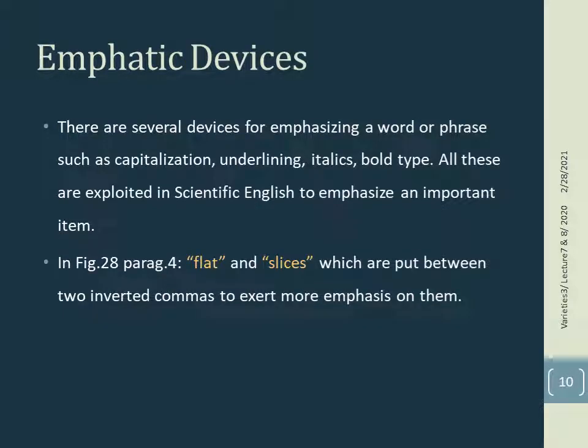Emphatic devices. There are several devices for emphasizing a word or a phrase, such as capitalization, underlining, italics, bold type. All these are exploited in scientific English to emphasize an important item. Now, in Figure 28, paragraph 4, like flat and slices, which are put between two inverted commas to exert more emphasis on them. So, whenever you find inverted commas, that means that this word or this term is important in this context.